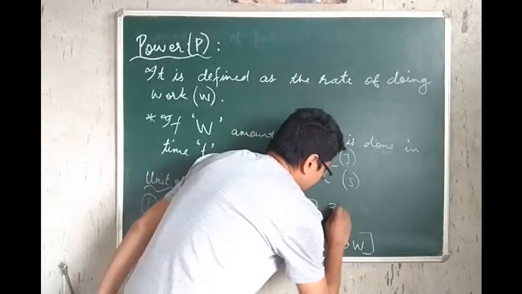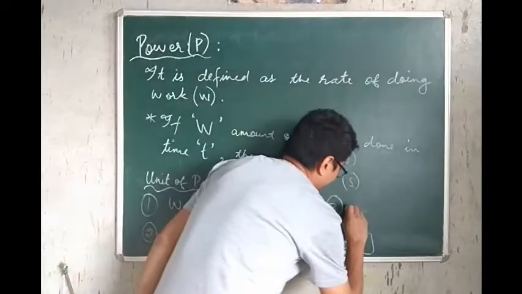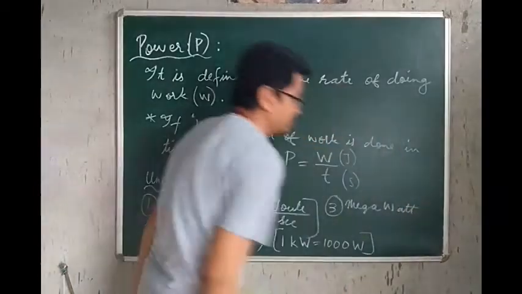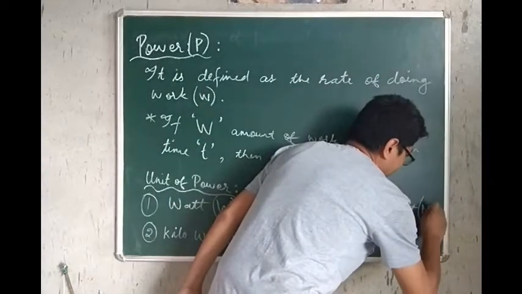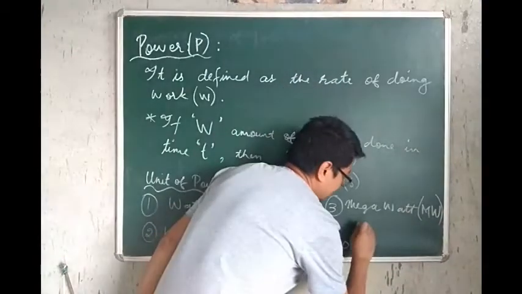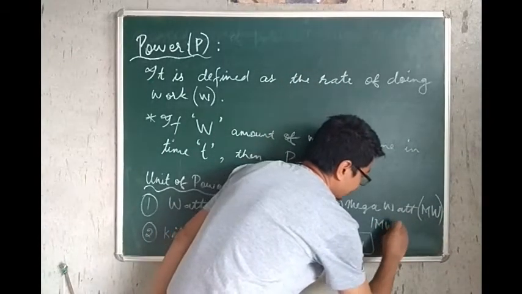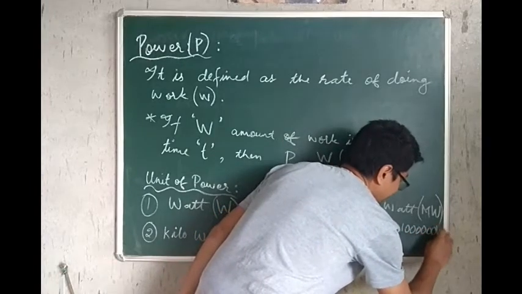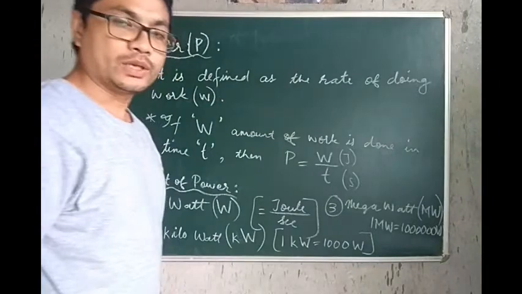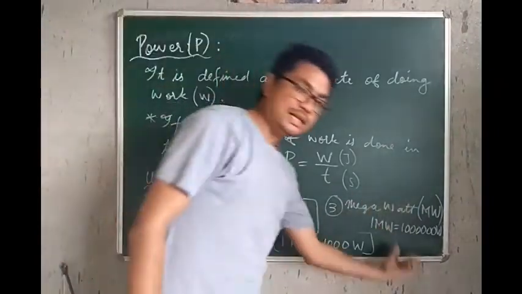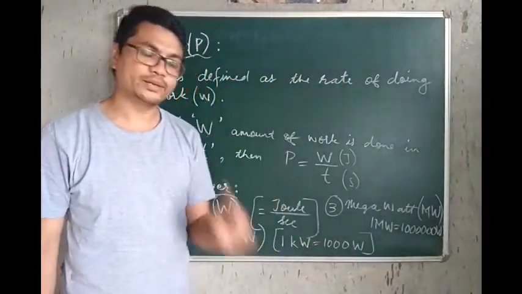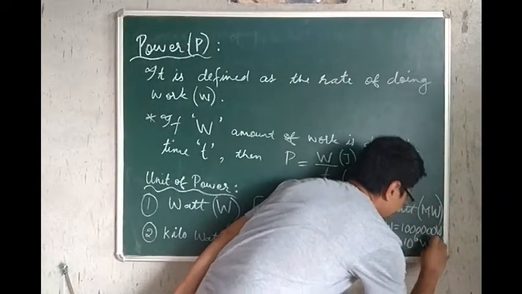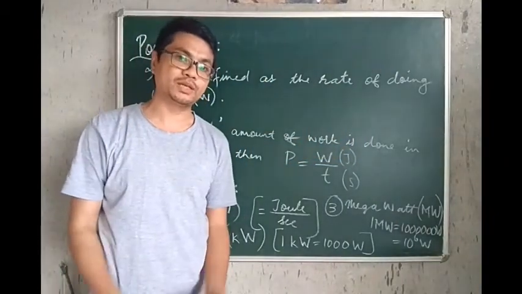There is another unit also, the third unit, so to say. It's called megawatt, denoted by a capital M, capital W. Let me write it over here itself. 1 megawatt is 1 with 6 zeros: 3, 4, 5, 6. This many watts. So to say, 10 lakh watts is what is called 1 megawatt. You can also write this as 10 to the power 6 watts. So 1 megawatt means 10 to the power 6 watts.